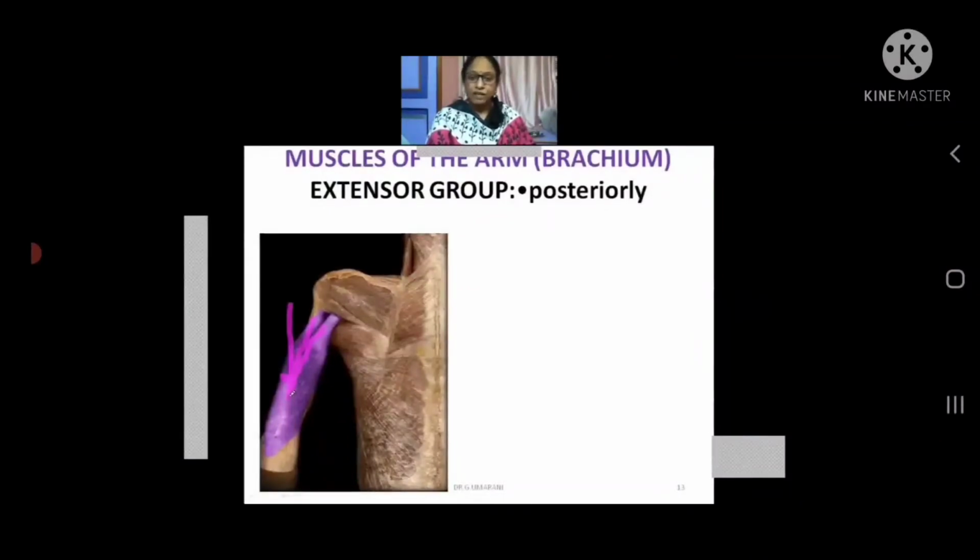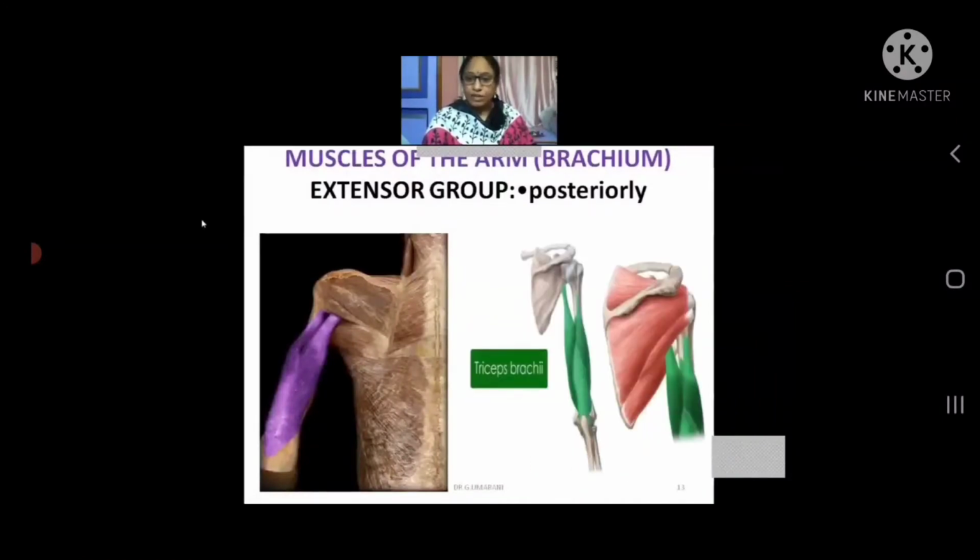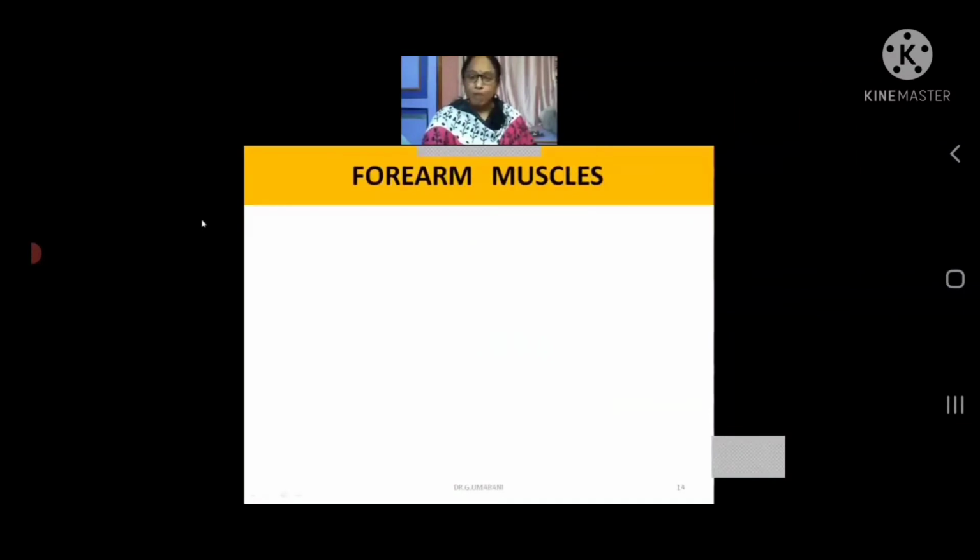Its chief action is extension, which is why it is known as the extensor compartment. Then the nerve supply is the radial nerve. So this is the triceps muscle, which is located in the posterior compartment of the arm region. Now coming to forearm muscles.